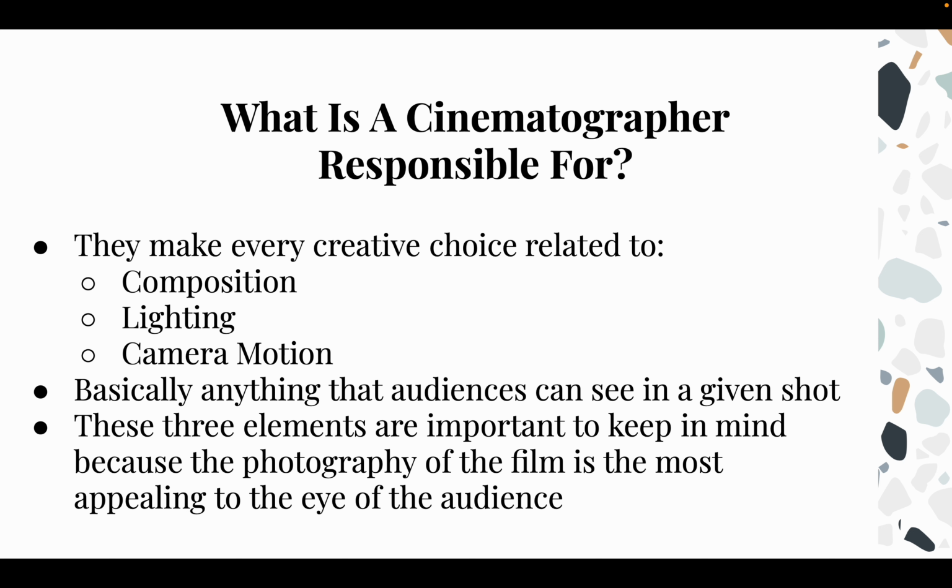So these three elements, composition, lighting, and camera motion, are important to keep in mind because the photography of the film is the most appealing to the eye of the audience. So we want to make sure that we are producing films that are visually appealing and also telling a good storyline. So let's talk about these three things more in depth.